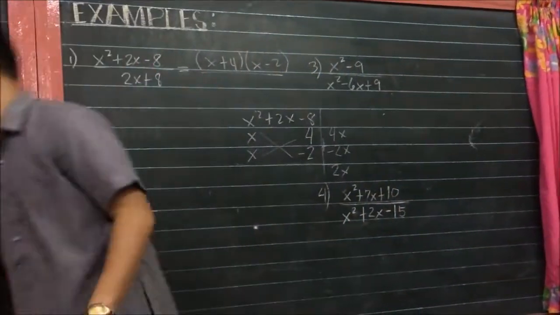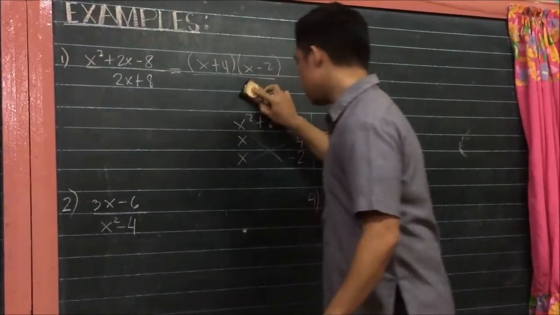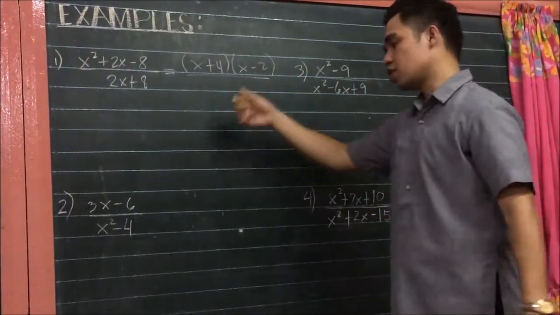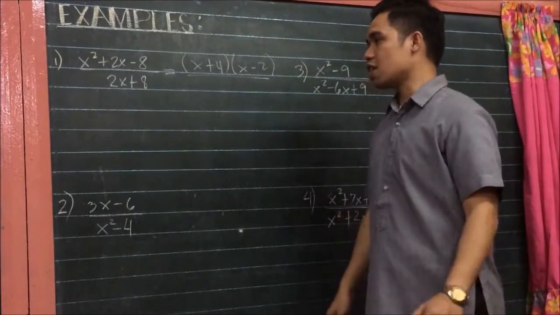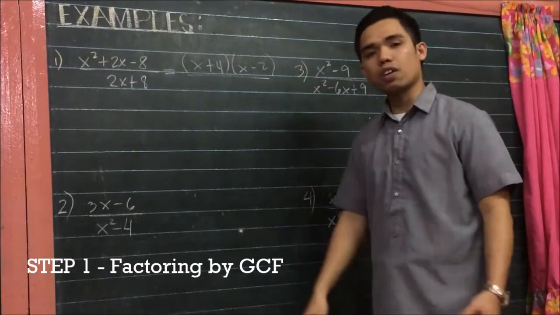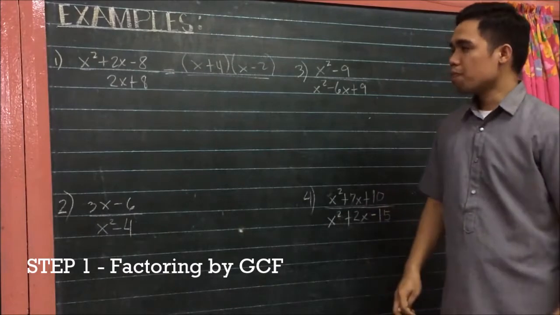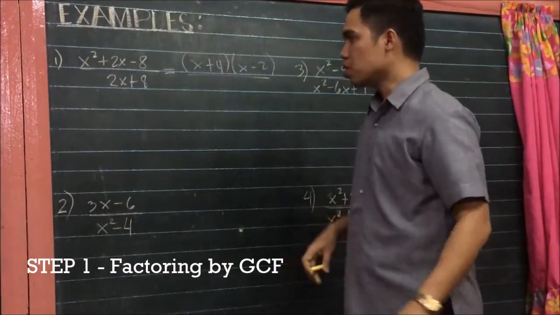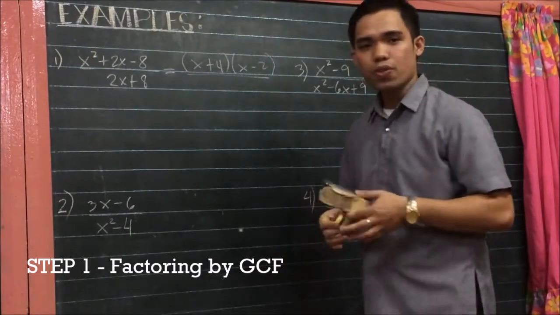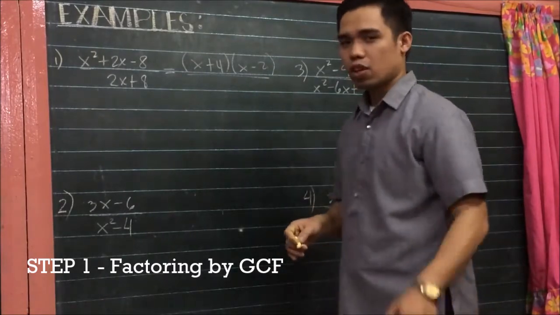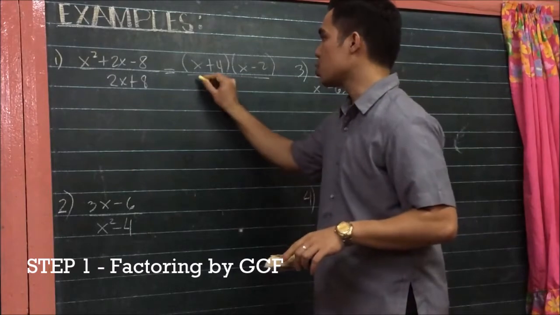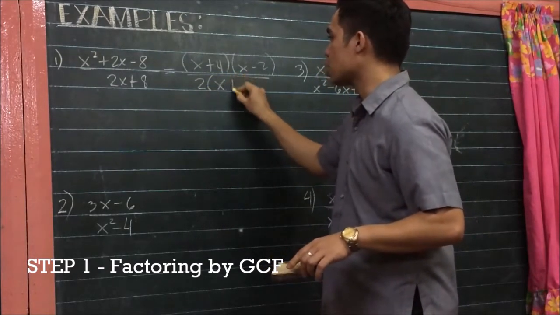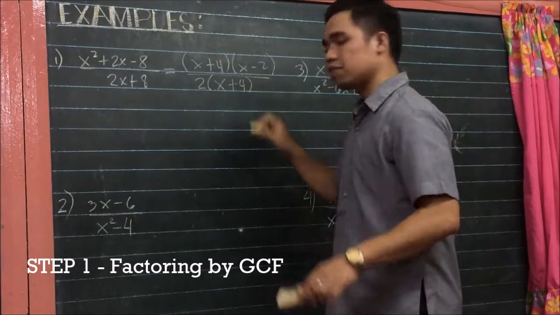How about the denominator? Now let's erase first this draft and try to solve the denominator. So 2x plus 8. So as I said a while ago, we can factor it by GCF. So what can we take out of 2x plus 8? That means what is common to both terms, 2x plus 8? Okay, that's correct. Common is 2. Both are divisible by 2. So we can take out 2, that will be 2 times x plus 4.